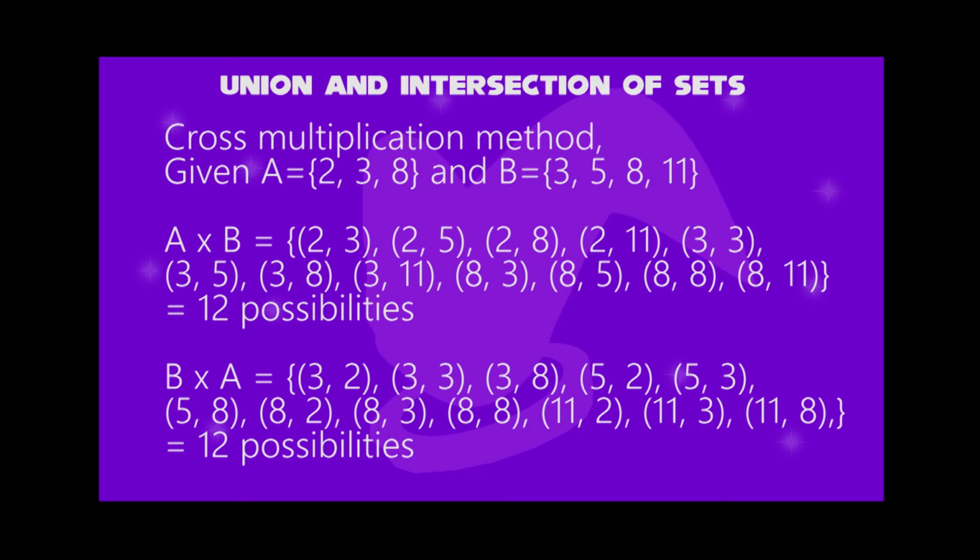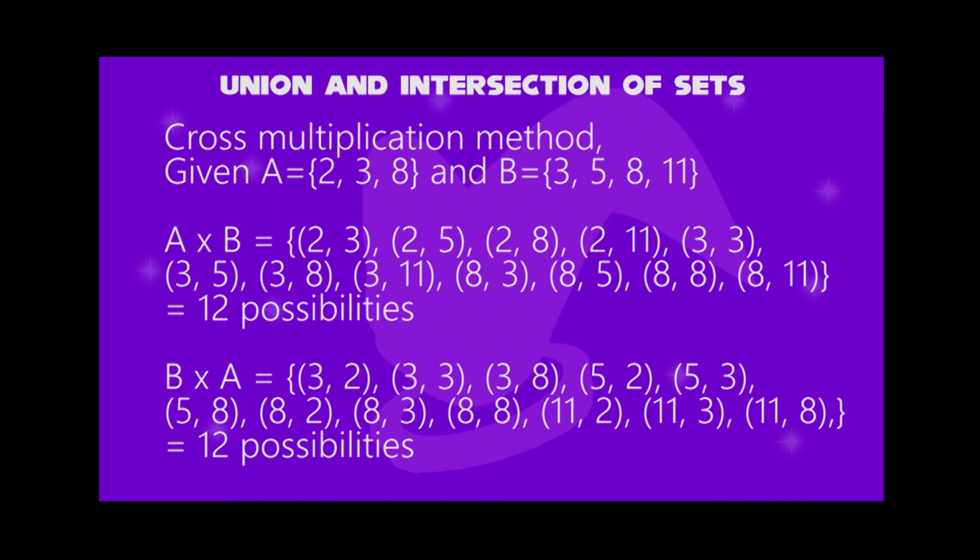Next, in case you find the cross multiplication of these elements, A cross B, the 3 elements in set A are multiplied by the 4 elements in set B. We get 12 possible ways, as well as B cross A. But the sequence of elements will look different. The first element in set A cross B is 2 and 3, then the second element 2 and 5, and all the way up to the 12th element 8 and 11, like a sample space in probability theory.